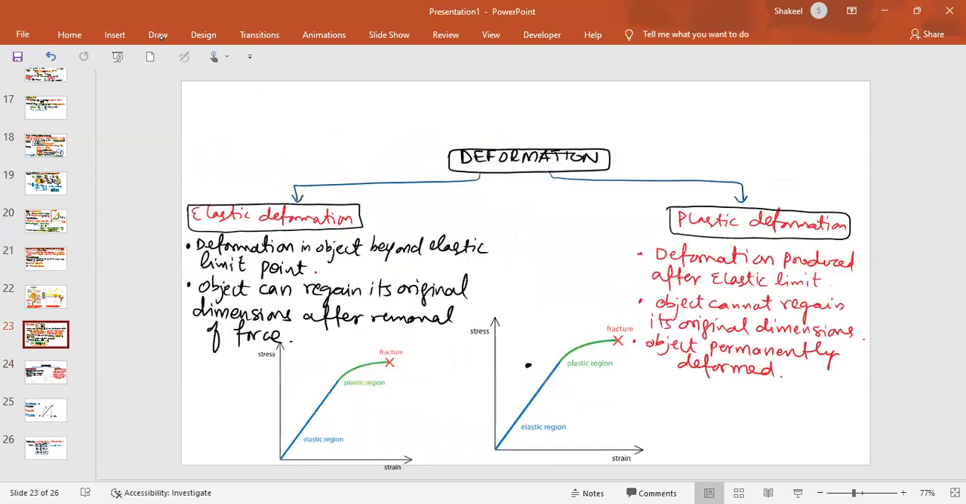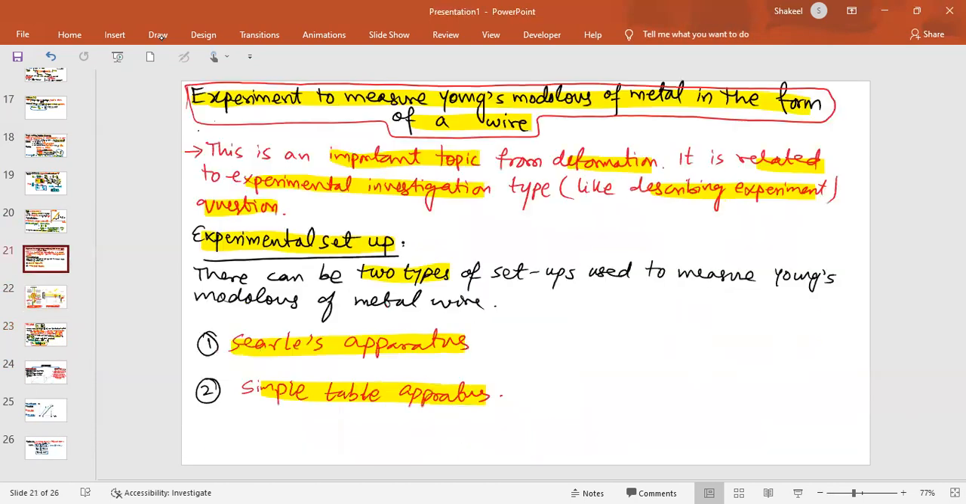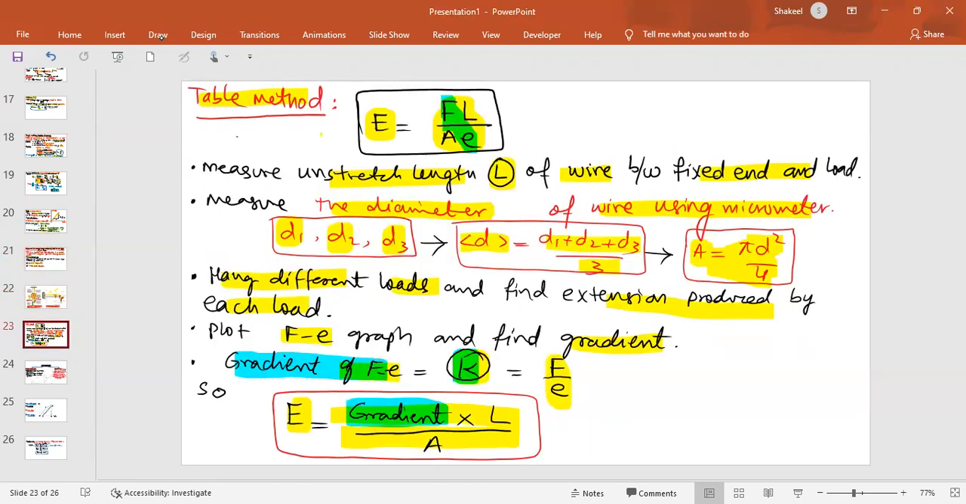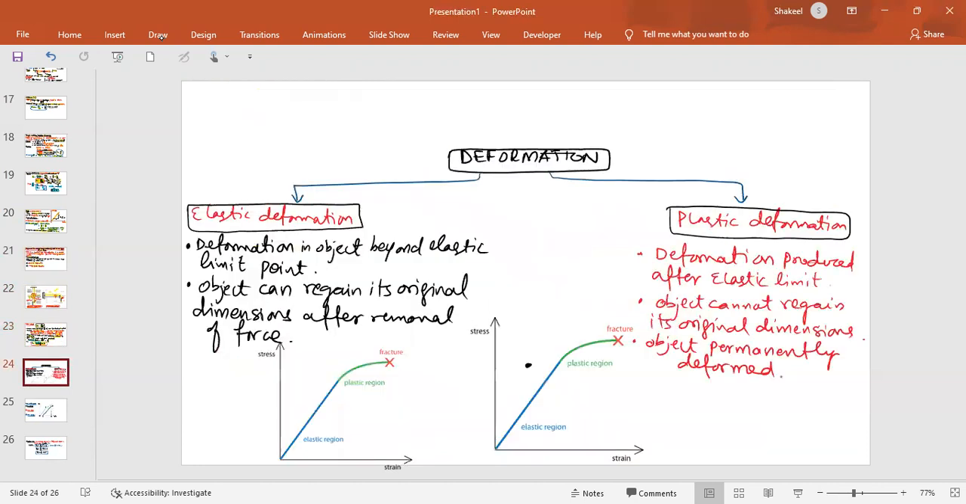So if this question comes, you have to describe the whole process, like this experimental setup, this tabular method, and then all these steps. Okay.